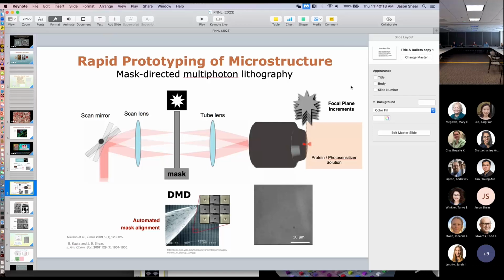Okay, so how do we do this? Most cases, we actually don't need really complicated structures. Most cases, we're going to make something like a box or a box inside of a box. But in some instances, you need to make things that are pretty complicated.